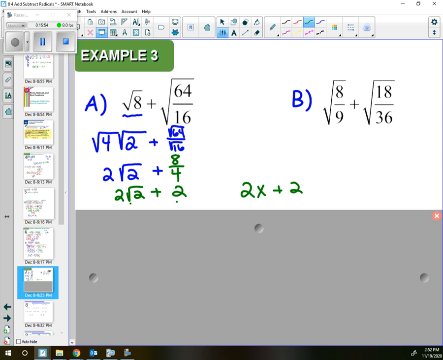Because one of them has the x, the other one doesn't. This is exactly the same thing. So that's as far as we can go, but gosh, that looks better than what we started with, right? We always want to simplify as far as we can. All right, let's do the same kind of concept for letter B.